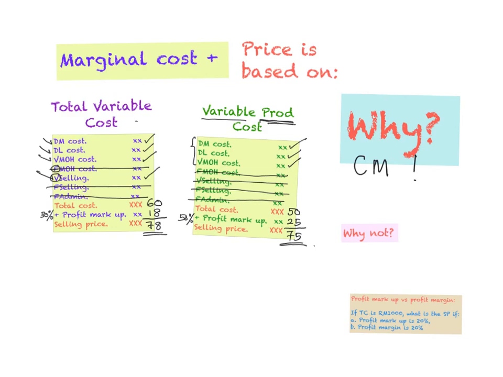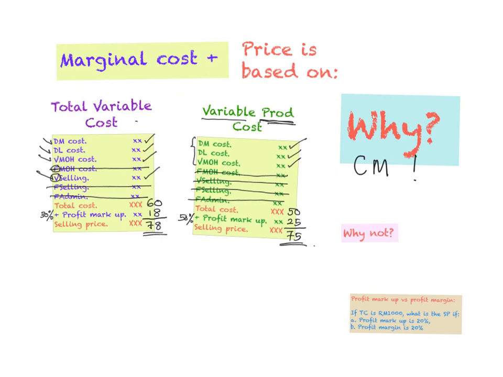And number two, it is more useful when you want to tender for contract, because normally if you use the full cost plus pricing, the price is normally static. You cannot really change it because it's standardized. But when you want to go for special order to fulfill your excess capacity, then we use the marginal cost plus pricing, because we are actually operating at the same fixed cost, but we just want to utilize our excess capacity. So marginal cost plus pricing will be useful there.